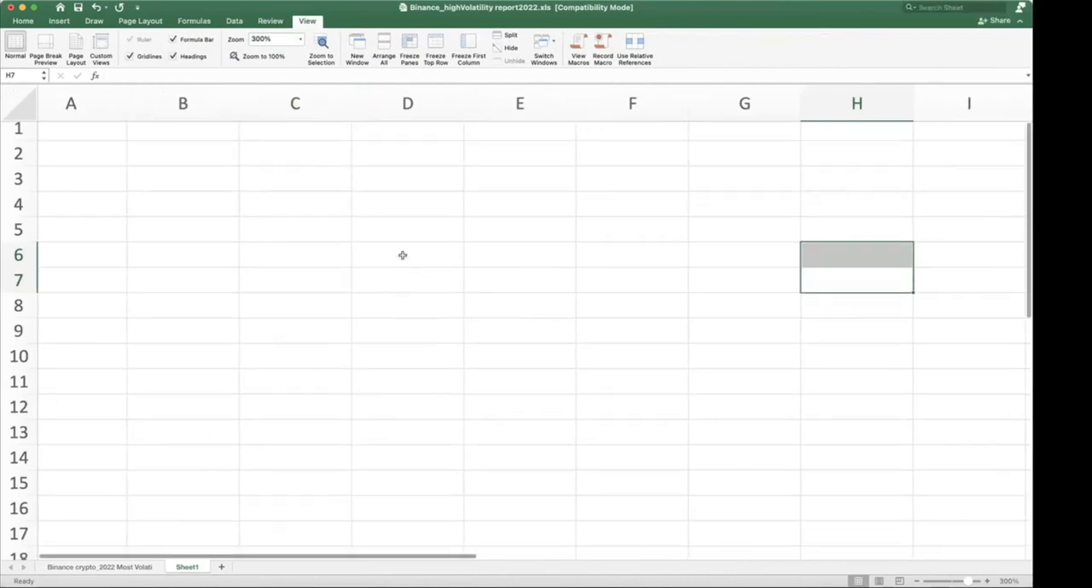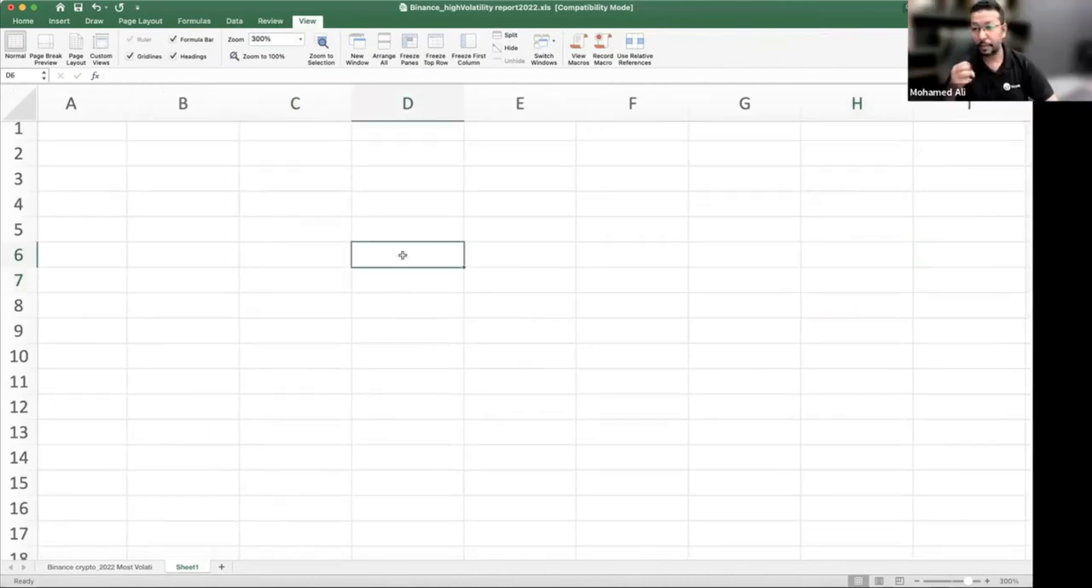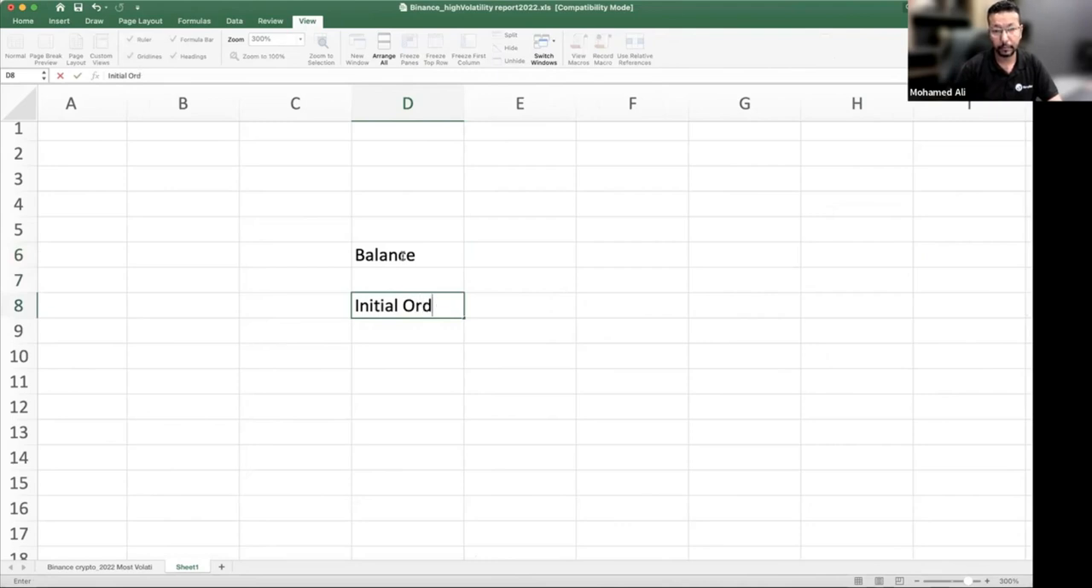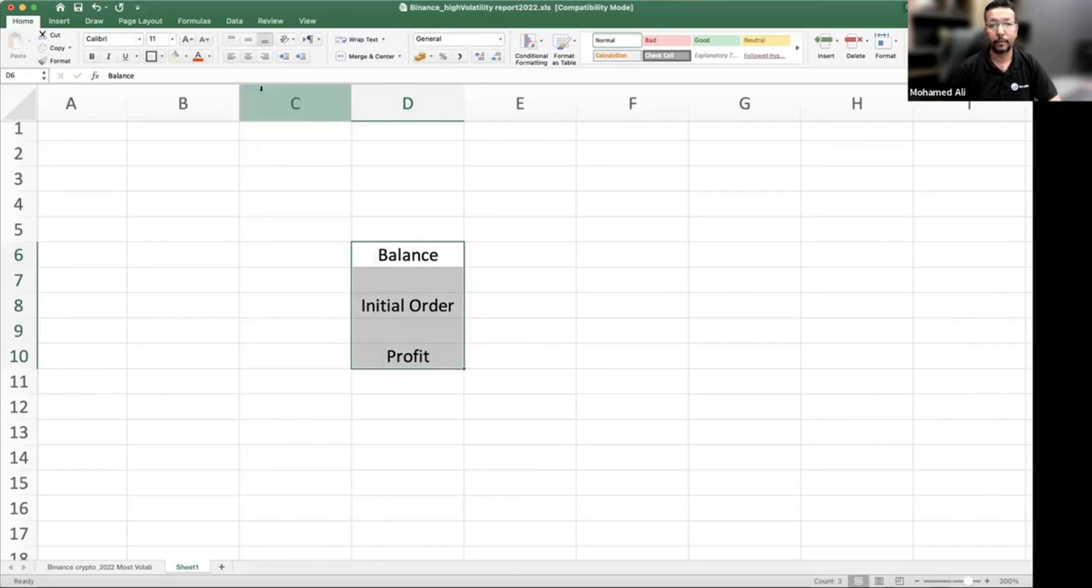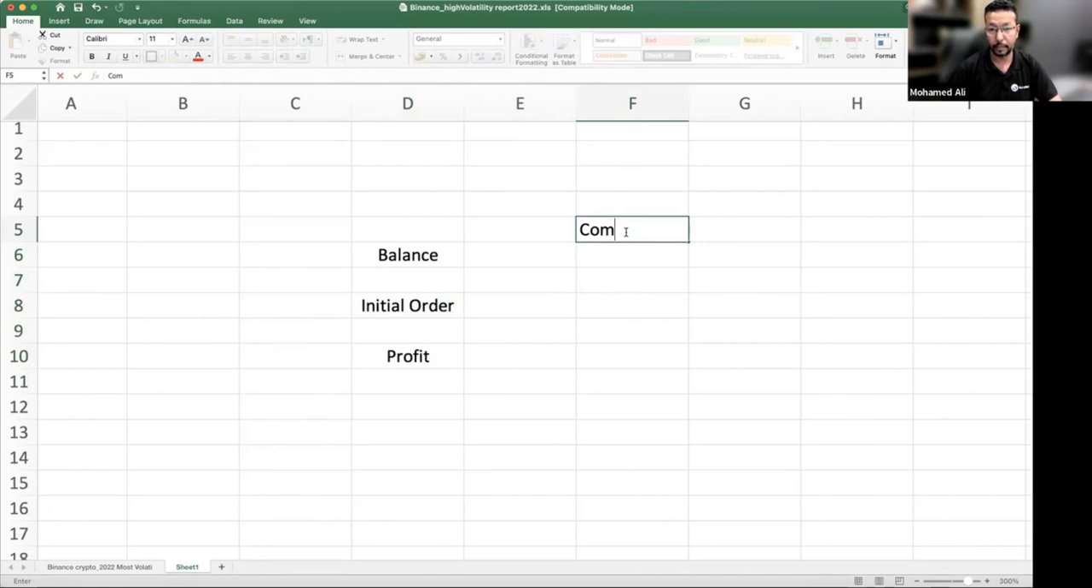Okay. So there are 3 variables here. The first one is the capital, which we call the balance that you're using for that coin. And then there is the initial order. And then there is profit. So the balance is basically the capital.